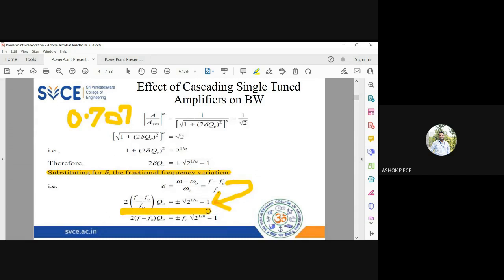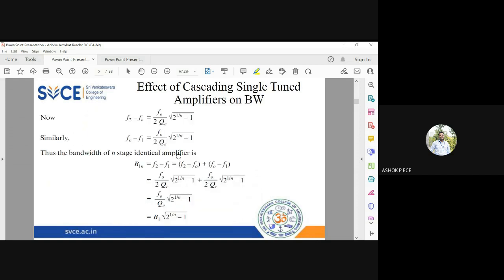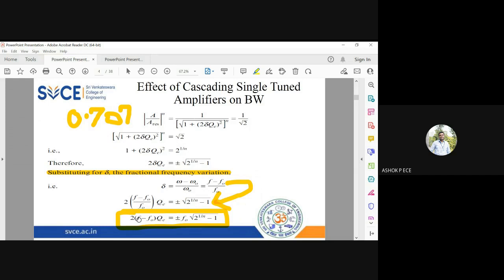We have to see how this expression is going to be for f1 and f2. F1 is the lower cutoff frequency and f2 is the upper cutoff frequency. So when you put f is equal to f1, f1 comes always before f0, so this difference will be a negative number. So 2 into f1 minus f0 into Qe equal to minus f0 into root of 2 power 1 by n minus 1. So plus or minus is there, right? Plus is going to be for one frequency, minus is going to be for another frequency. For which frequency it is plus and for which it is minus, you have to logically relate.